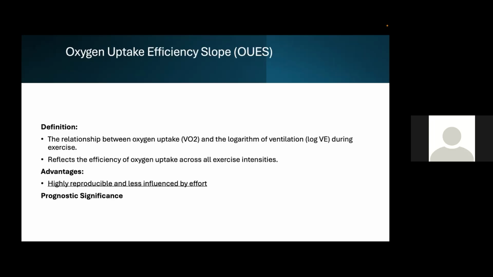Oxygen uptake efficiency slope is another important parameter, defined as the relationship between oxygen uptake and the logarithm of ventilation during exercise, and it reflects the efficiency of oxygen uptake across all exercise intensities. The advantage of this parameter is that it's considered highly reproducible and less influenced by effort. So if the patient didn't reach maximum exercise effort, we can use this parameter to get important information about the prognosis, and we'll discuss that in the coming slide.